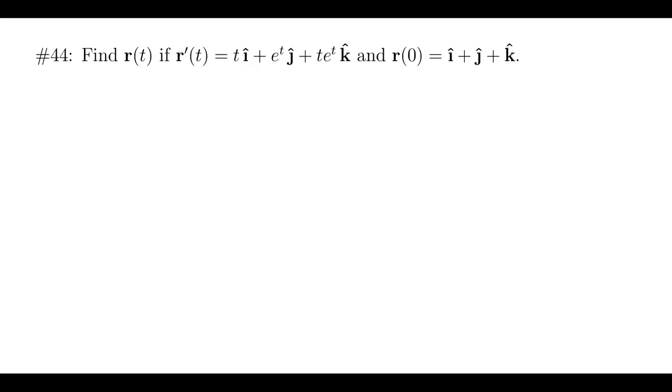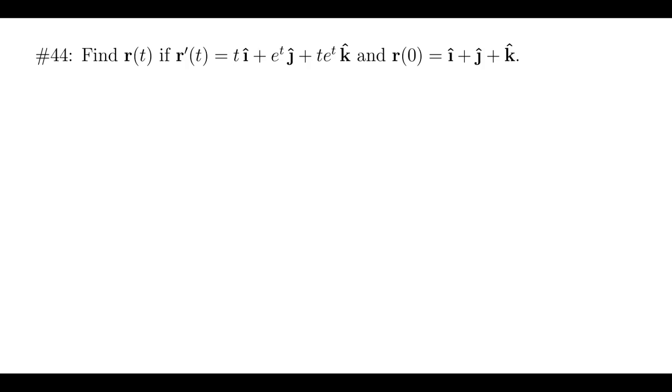In exercise number 44, we are asked to find r of t if r prime of t equals t i plus e to the t j plus t e to the t k, and r of 0 equals i plus j plus k. Now, this is basically a vector version of some initial value antiderivative problems that you saw back in Calc 1, perhaps even before you talked about integrals.